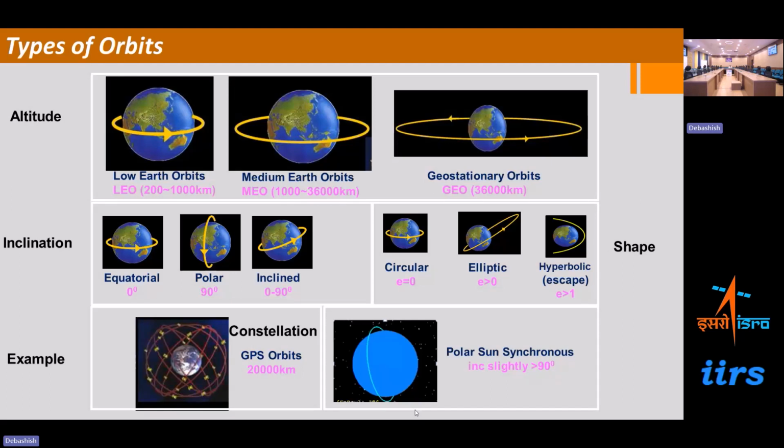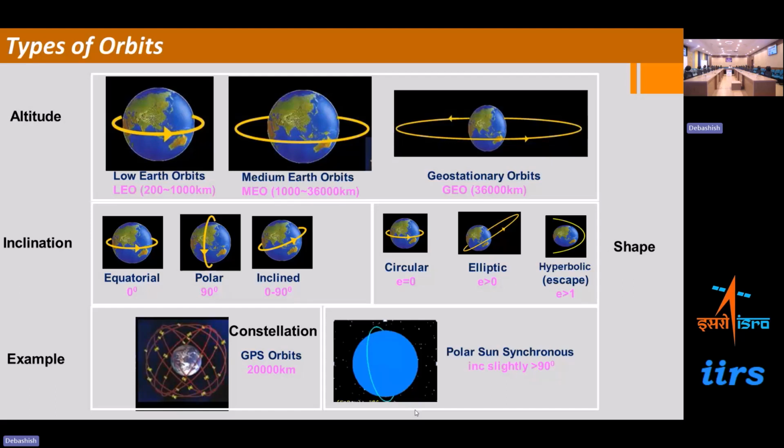Now coming to the type of orbit, orbits can be classified majorly in three aspects. One is the altitude of the orbit, then the inclination, then the shape. To start with the altitude, we call it low Earth orbit or LEO when its altitude is around 200 to 1000 kilometer. Similarly, if the altitude is 1000 to 36,000 kilometer, we call it the medium Earth orbit. And when the altitude is exactly 36,000 kilometer, it's a geosynchronous orbit. In geosynchronous orbits, from a geolocation we see the satellite as stationary.